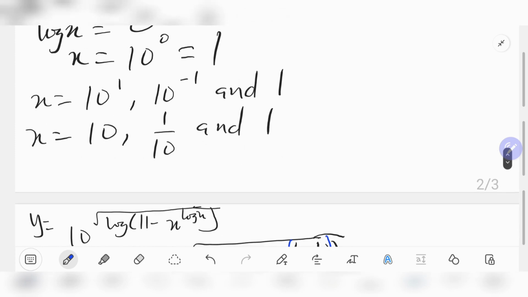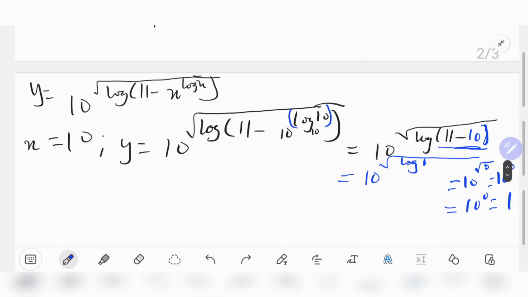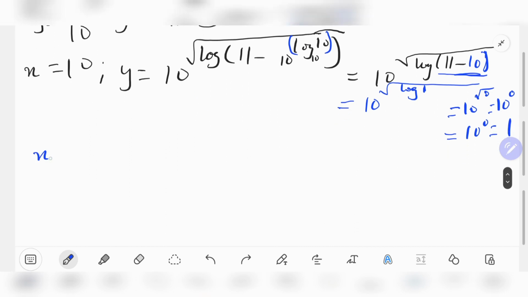All right, the next value of x is 1 over 10.